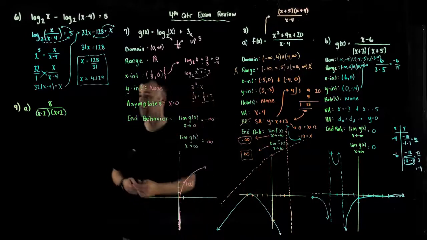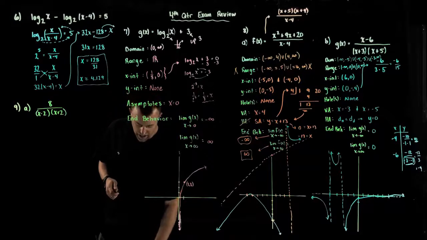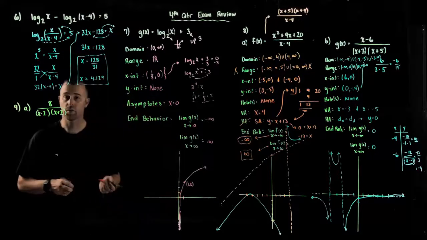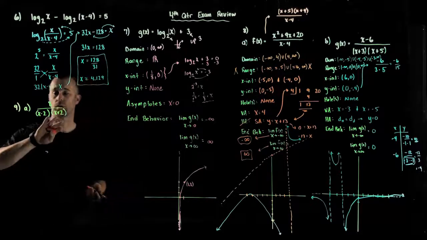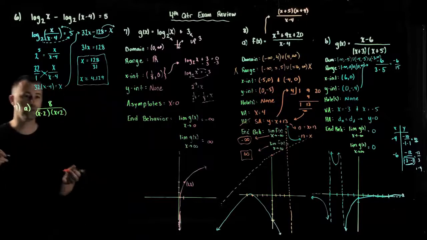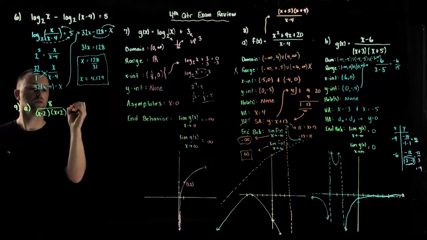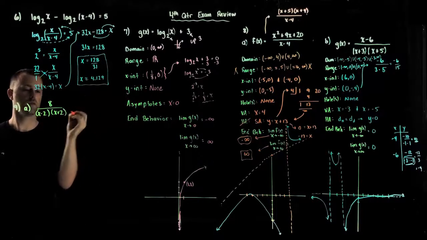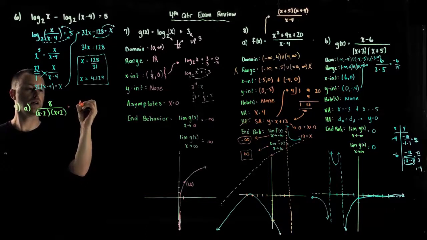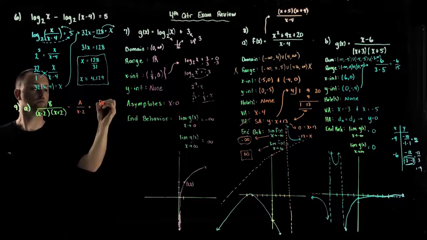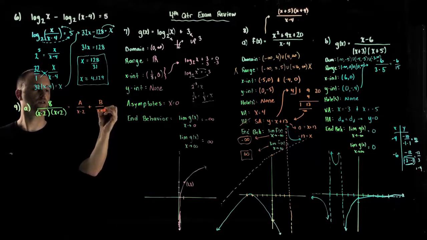And lastly, we have number 9. I'm squeezing that on 9a here. Just find the partial fraction decomposition. So on 9, this is going to be case number 1. So remember, we have, in this case, it's going to be A over x minus 2 plus B over x plus 2.